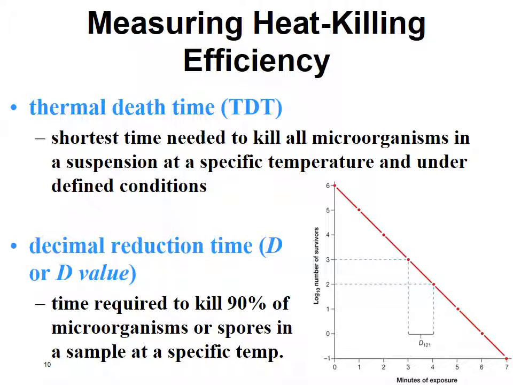And we saw this on one of the previous slides. So the D value is the time required for the line to drop by 1 log cycle. And you can see that the D value is written with a subscript, which indicates the temperature for which it applies. And we can see D121 equals 1 minute. That is, 1 minute is the time required for the line to drop by 1 log cycle.